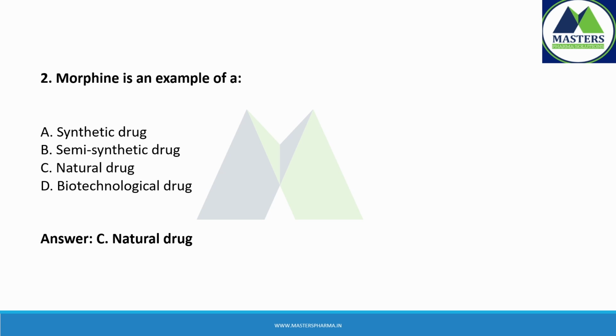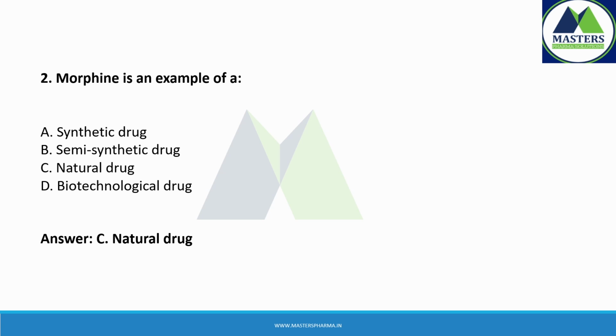Now we see the other options. Option A, synthetic drug, made entirely by chemical synthesis. It is not true for morphine. Option B, semi-synthetic drug, is a chemically modified natural component. Morphine is unmodified. Option D, biotechnological drugs, produced using biotechnology or living systems. It is also not applicable. So the correct option is option C, natural drug.